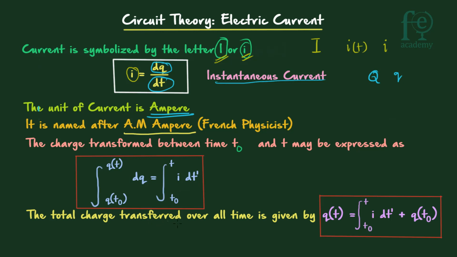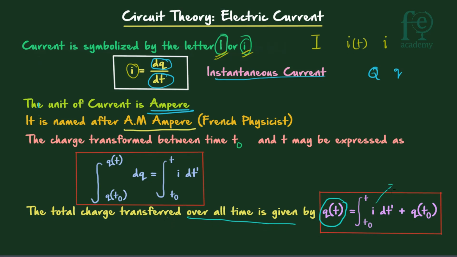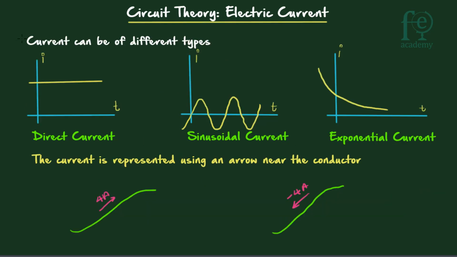When we talk about the total charge transferred over all the time, which is given by q(t), that is the total charge: the integral of I dt', which is nothing but dq, the small increment, plus q(t0), the initial charge. So the initial charge plus the small increment will give the total charge. That is given by q(t) equals the integral from t0 to t of I dt' plus q(t0). You have to keep these two equations in mind. The first equation gives the charge transferred between time t0 and t, and this one is the total charge transferred over all the time.